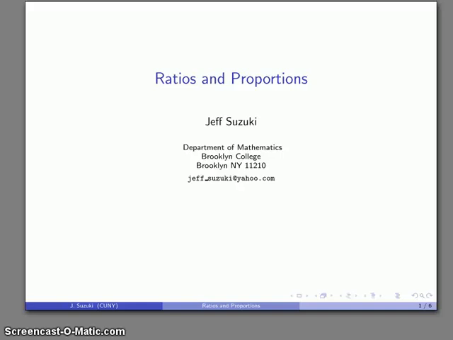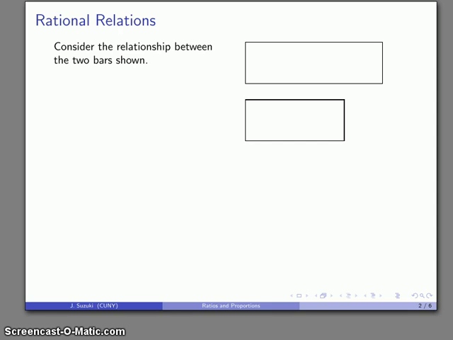Let's talk about ratios and proportions. And so what happens sometimes is we want to consider two objects and we want to consider a relationship between the two of them. So we have this thing here and we want to compare it somehow to this thing over here. And we can make a couple of fairly obvious conclusions.